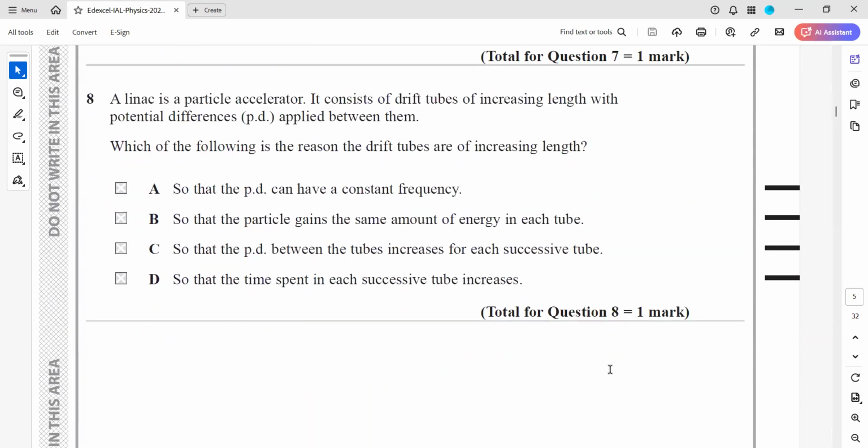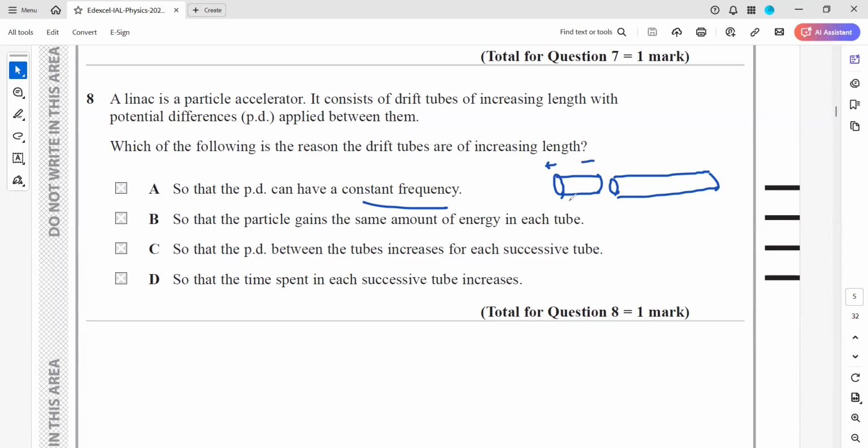A LINAC is a particle accelerator. It consists of drift tubes of increasing length. Which of the following is a reason the drift tube increases in length? So when a particle is moving through this LINAC, it should take the same time in each tube. So we can apply a constant potential difference with a constant frequency. Every time the voltage or the potential changes, it will take the same time.